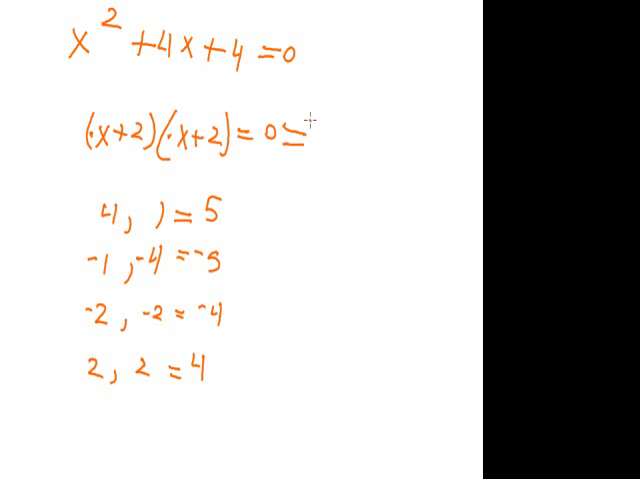Which, by the way, can be simplified, just as something to note, as x plus 2 squared, since you're just multiplying something by itself. That's just squaring it. So the only valid solution, we take this in here and set it equal to 0. So x equals negative 2. That is our only valid solution for this equation right here.